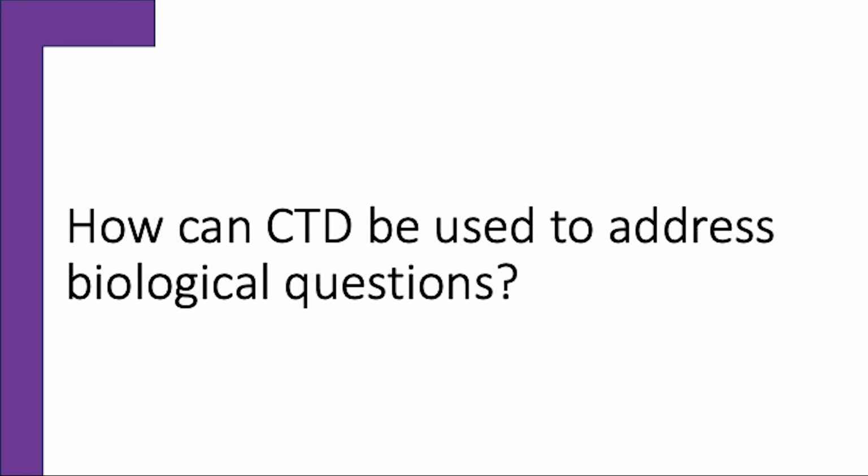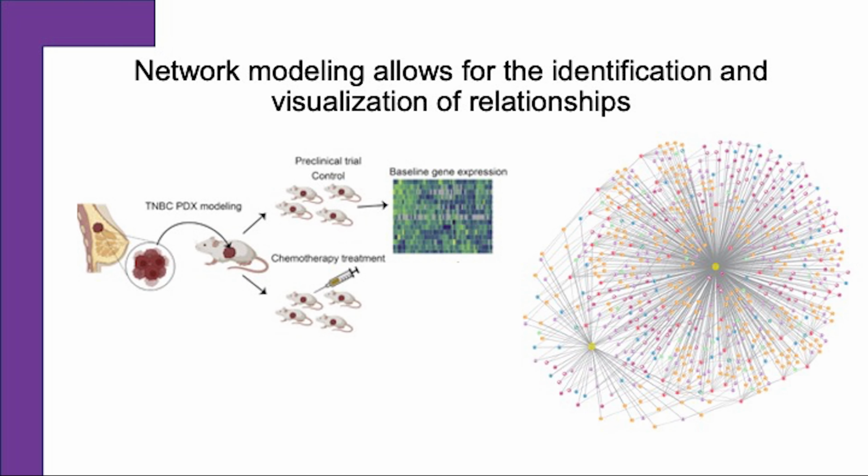The question we would then like to ask is, how can CTD be used to address biological questions? So first of all, network modeling can be used to identify and visualize relationships in highly complex datasets. So in this example here, we're looking at the gene expression differences between mice with triple-negative breast cancer that were treated with a control versus chemotherapy agent.